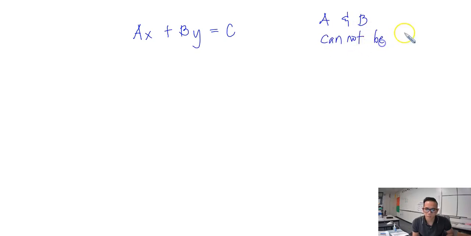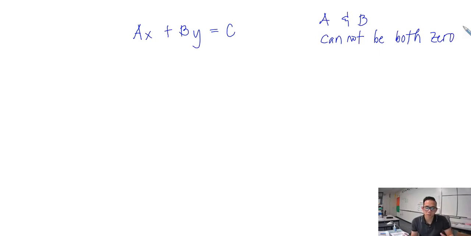Your standard form is written as ax plus by is equal to c. Okay, and a and b cannot both be 0. I'll repeat, a and b cannot both be 0.